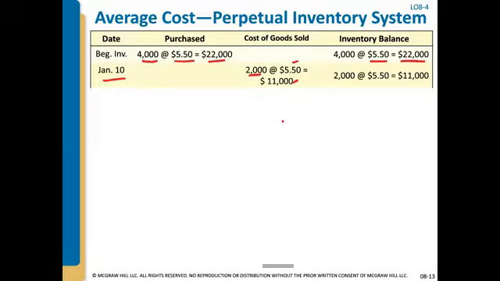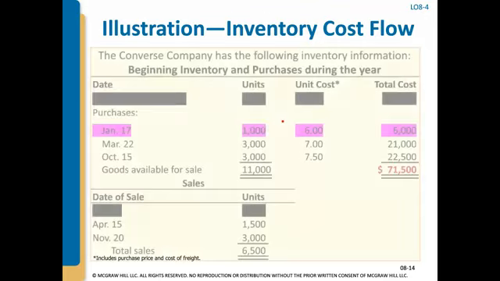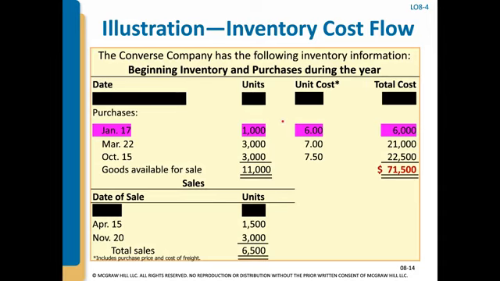And that leaves us with an inventory balance of 2,000 units, because we started with 4,000 and then we sold 2,000. So we have 2,000 units available in our ending inventory at $5.50, which leaves our ending inventory at $11,000 as of January 10th. Okay. So our next date on our example is January 17th. On January 17th, we acquired 1,000 units at $6 for $6,000.